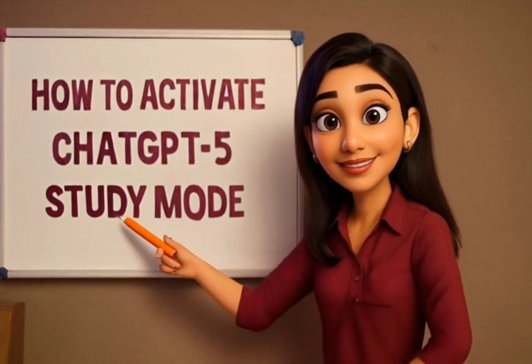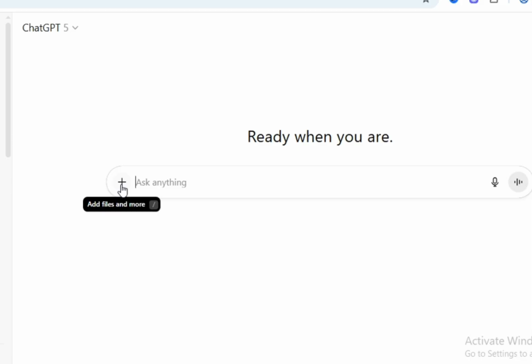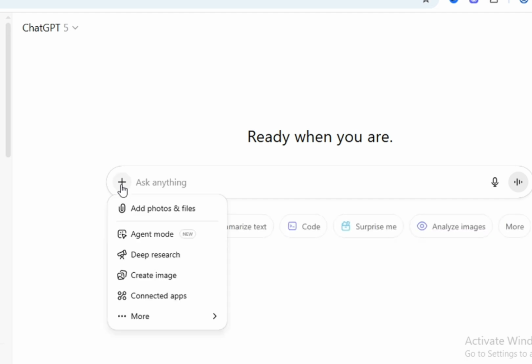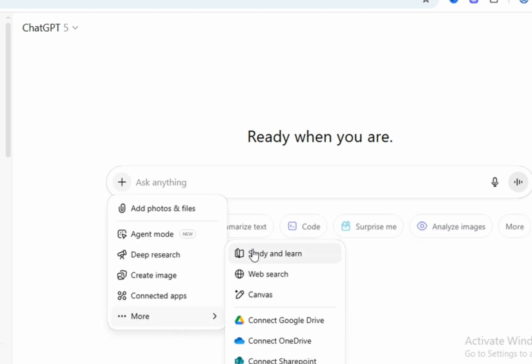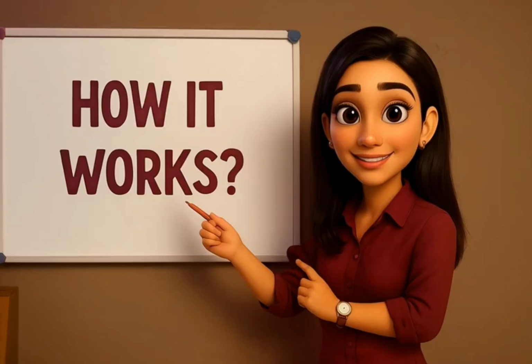How to activate it. To turn it on, click on the plus sign, move down, scroll over more, and click on study and learn more. Let me show you how it works.